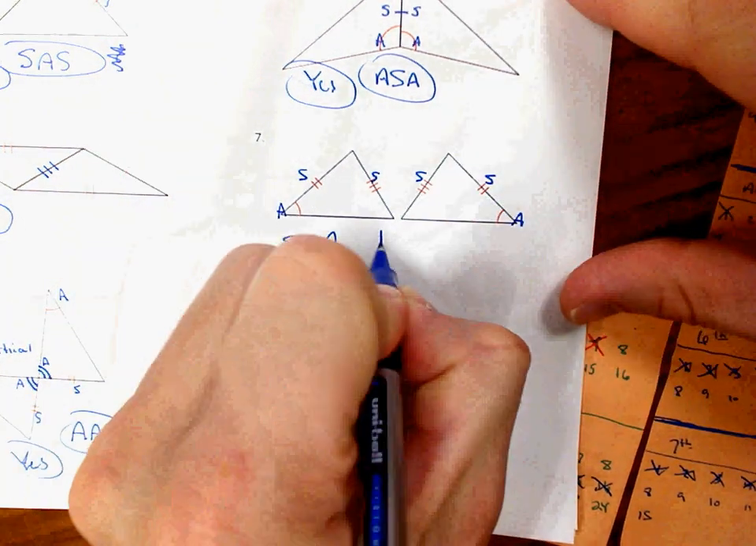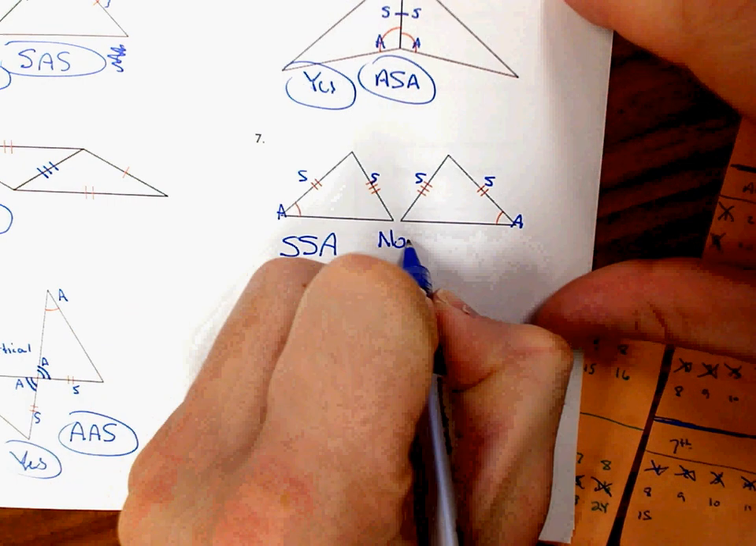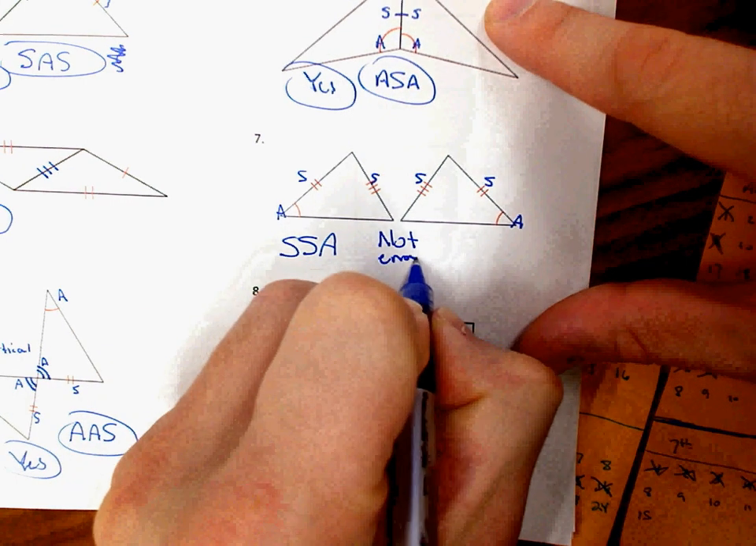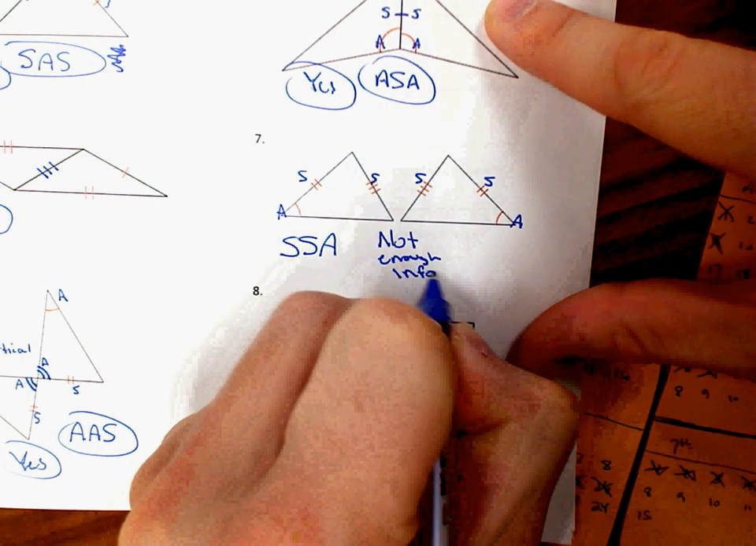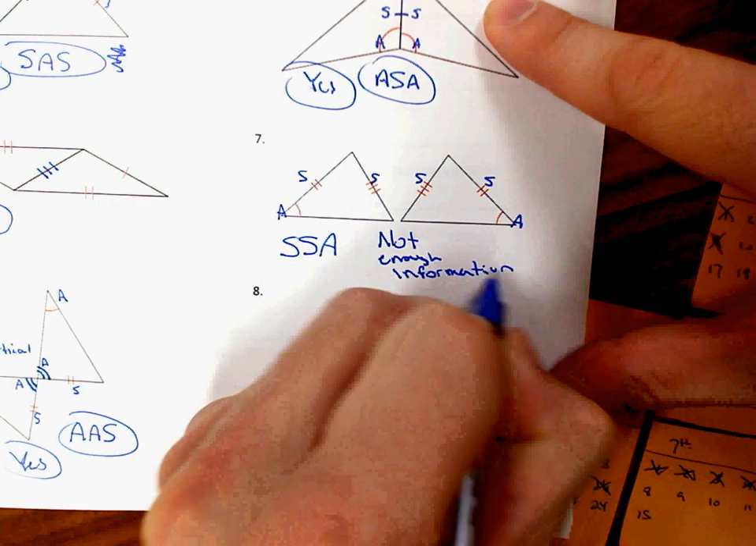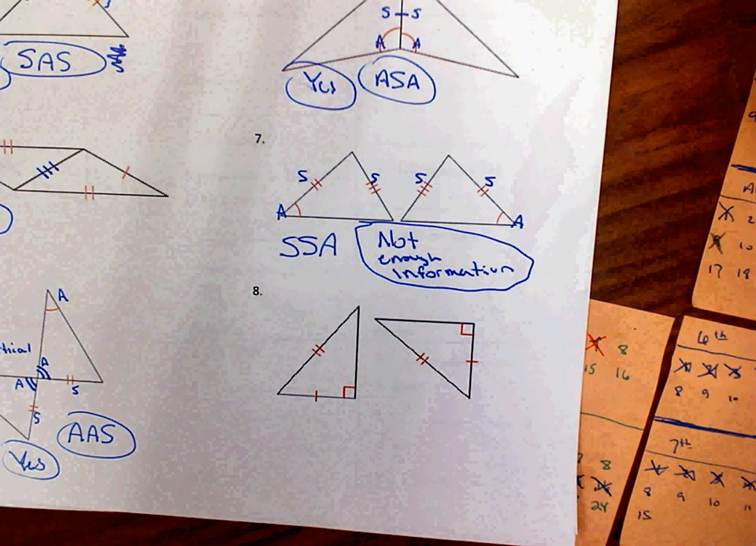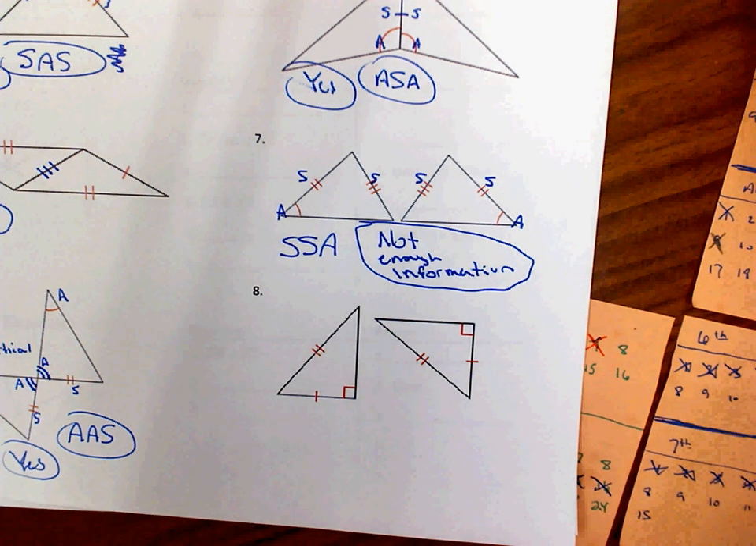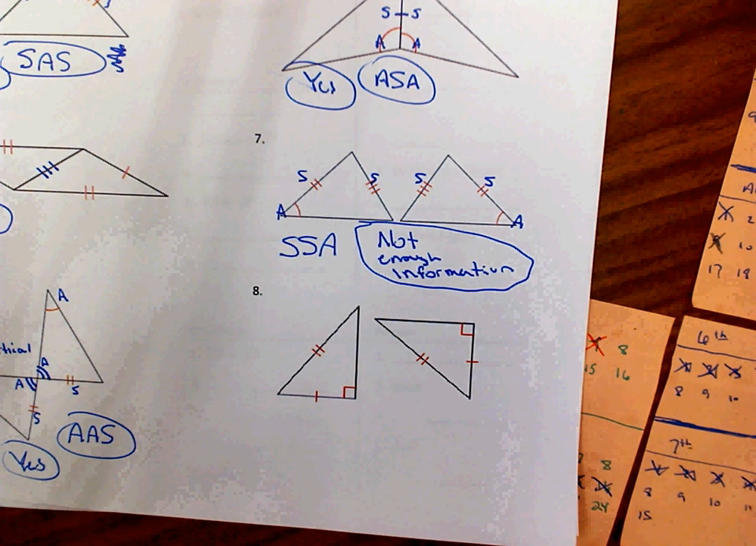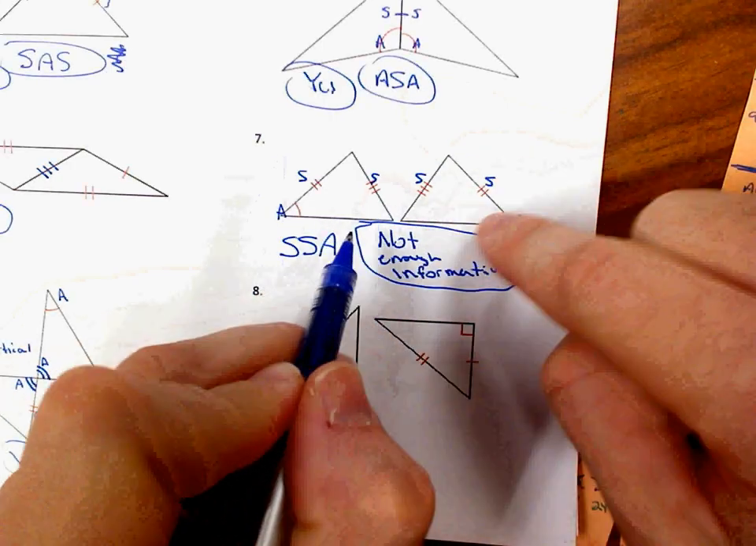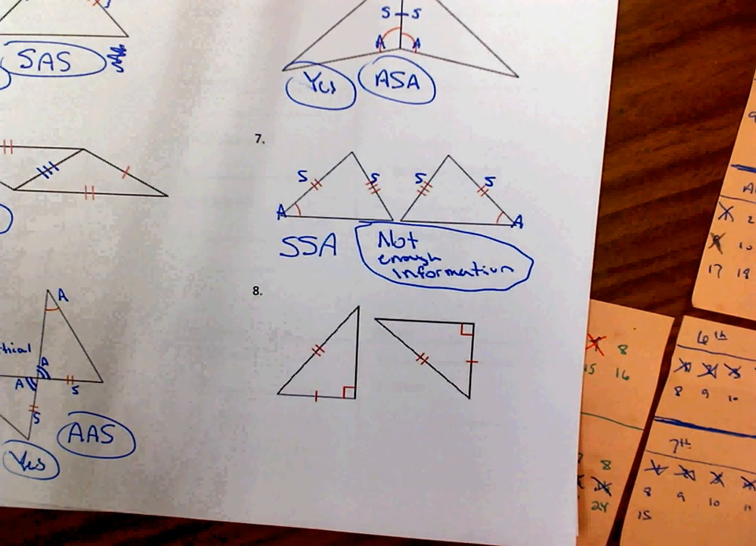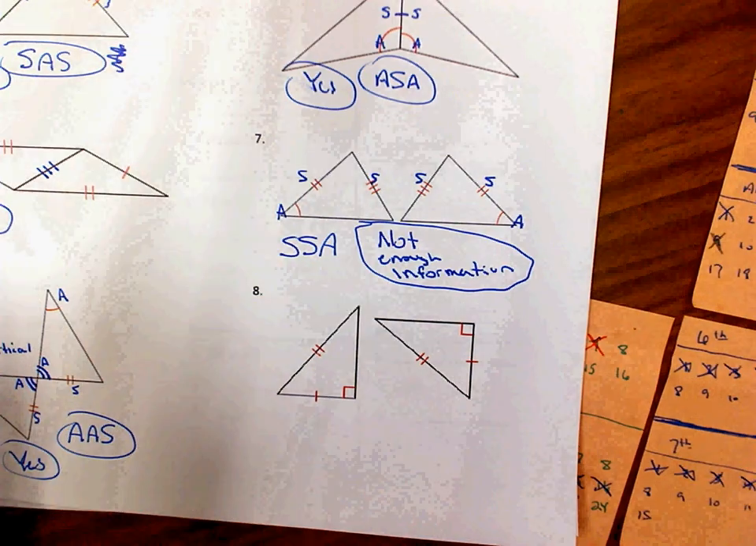So I'm not going to say no, they're not congruent. I'm going to say not enough information. Okay? This is not saying they're not congruent. It's simply saying that we don't know yet. And so that by itself is not enough. I would need another mark to prove that they were the same, because what I have is not enough. Because this is not a postulate.